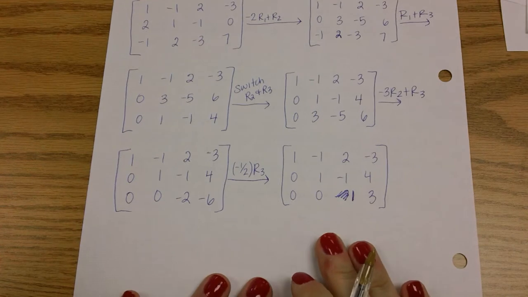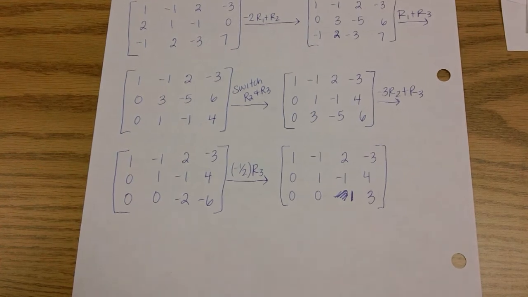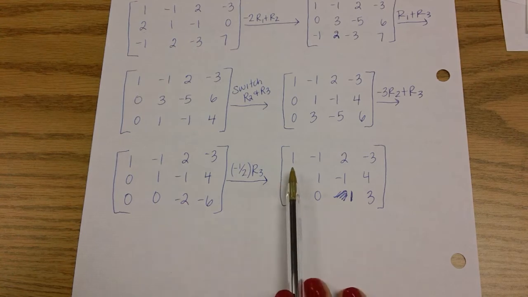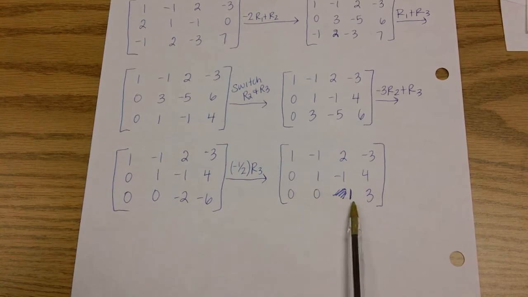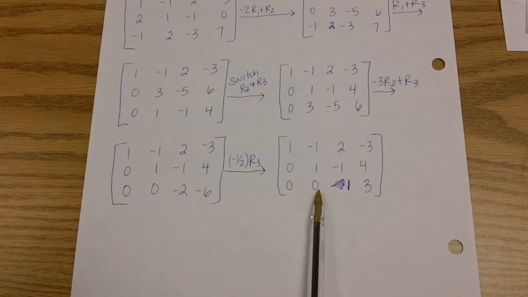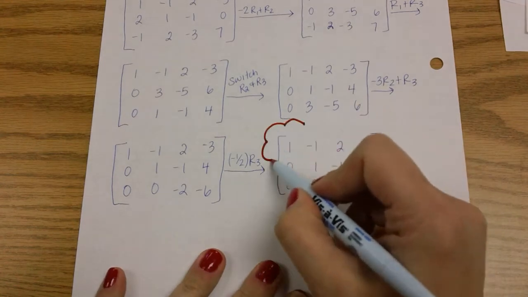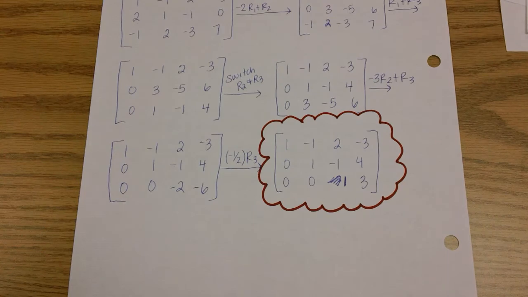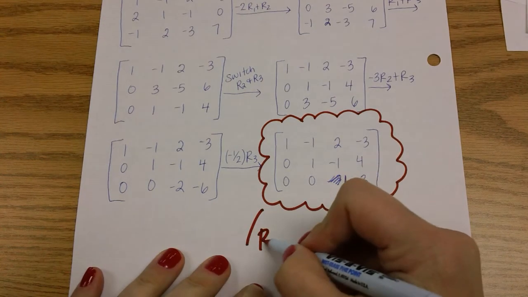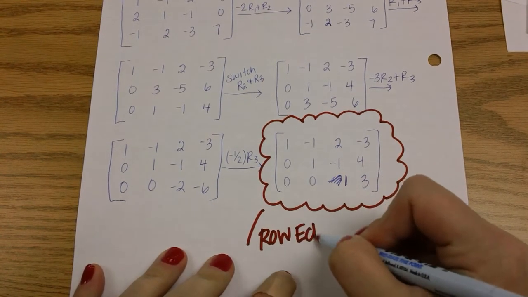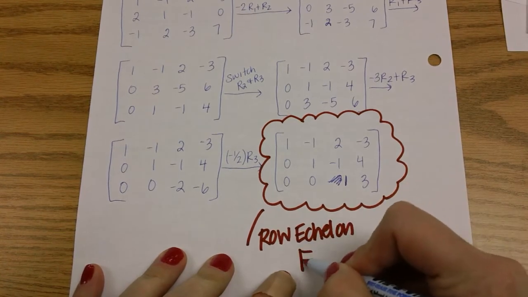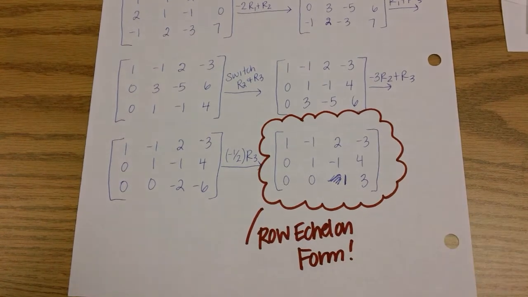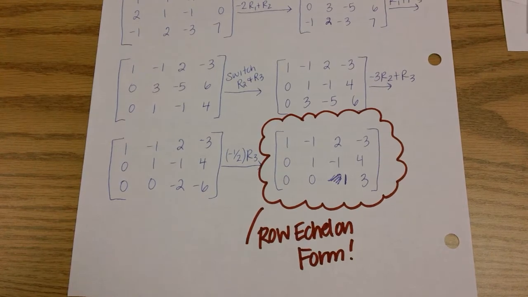So once we're at that step, we have our matrix in row echelon form, okay? Because our leading terms are going to be 1 going down in this diagonal here. All these other leading terms are 0, okay? So this here would be our answer. All right, so that's row echelon form.